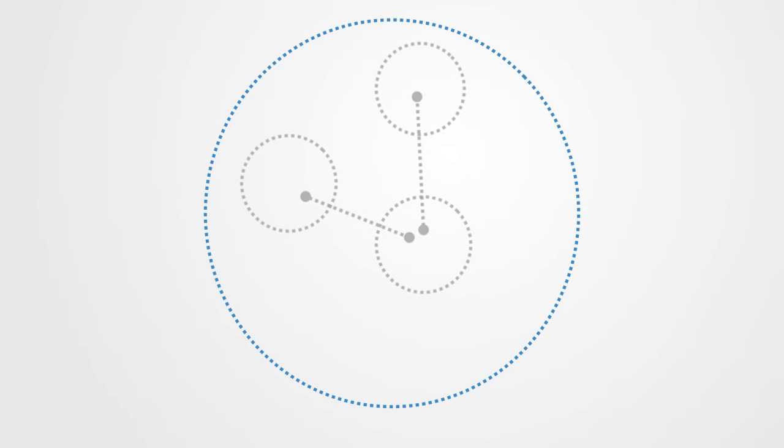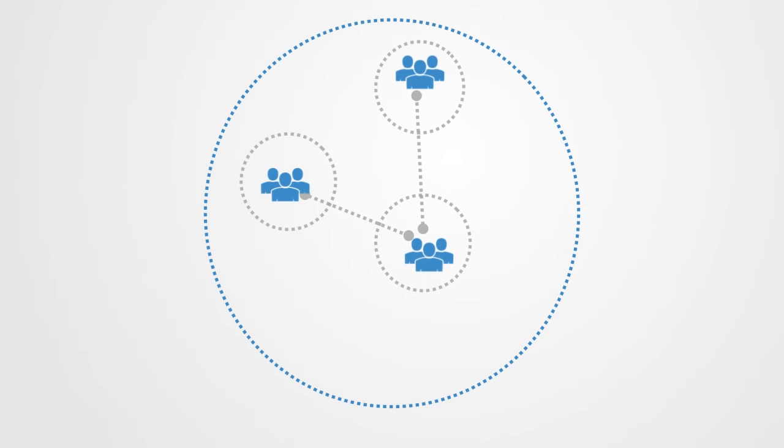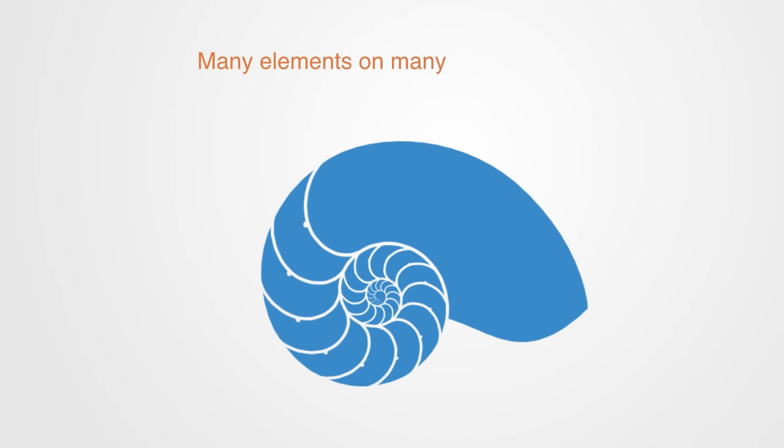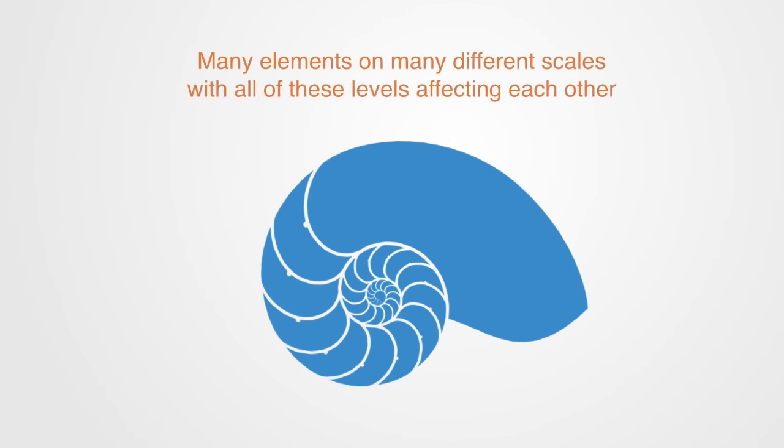People form part of social groups that form part of broader society, which in turn forms part of humanity. The point to take away here is that these systems have a hierarchical structure. This is a pervasive phenomenon in our world. Elements are nested inside of subsystems, which in turn form part of larger systems, and so on. All complex systems have this multidimensional property to them. They are composed of many elements on many different scales, with all of these levels affecting each other.